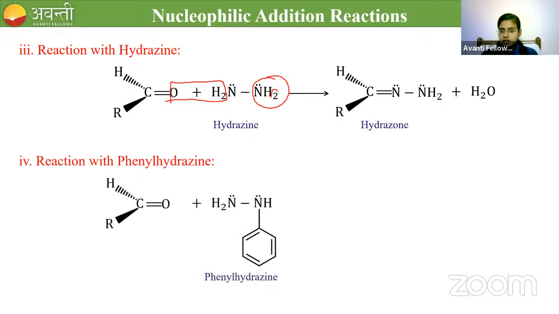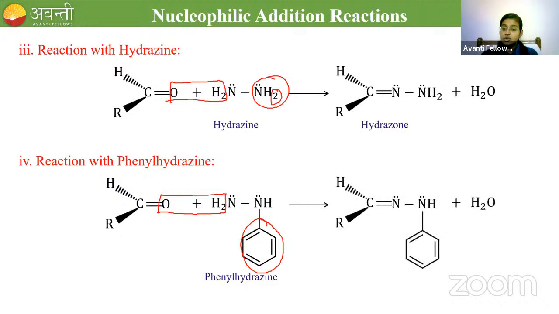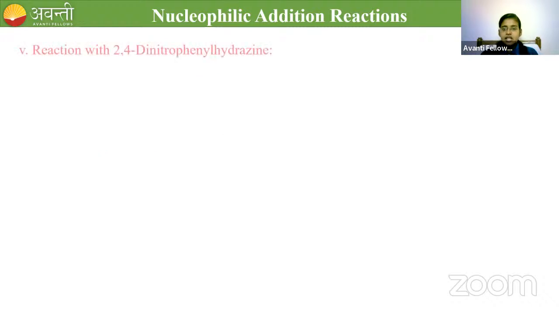If you replace one of these hydrogens in hydrazine by a phenyl group, this is the phenyl group, right? So it is called phenyl hydrazine. So on removal of H2O, we will get phenyl hydrazone. Everything remains the same. Only thing is there is one substitution. Phenyl group is substituted with the hydrogen. That's all. Okay. Next.